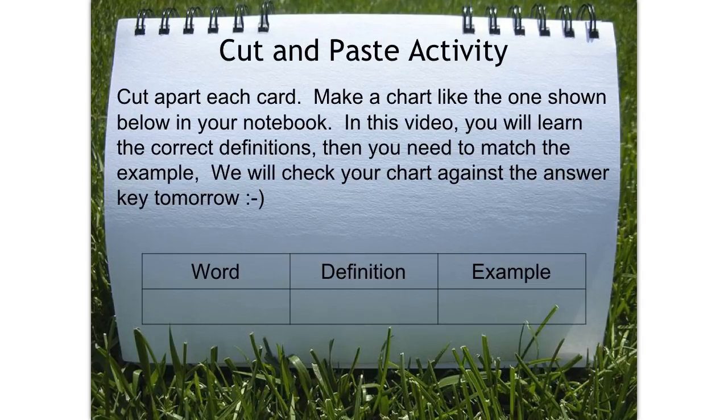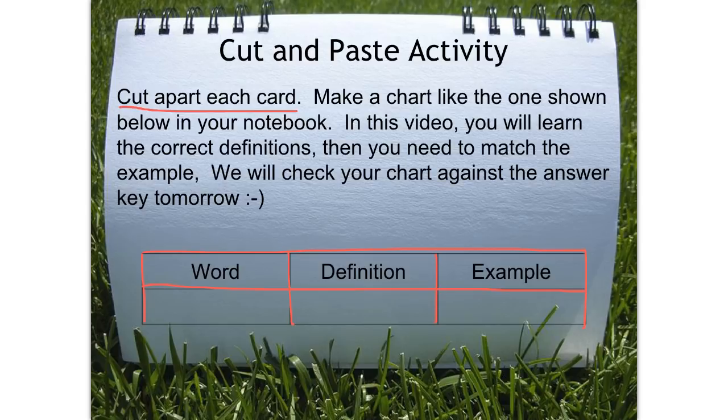We're going to start out today with a cut and paste activity focusing on vocabulary, so you should have picked up the handout from me. First, you're going to cut apart each card. Then you're going to make a chart that looks like this. It's really sort of an H chart where you have 3 columns. This is going to take up an entire page in your interactive math notebook.